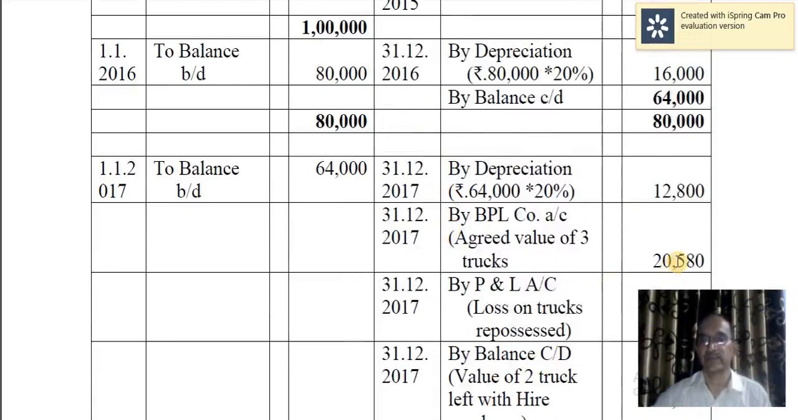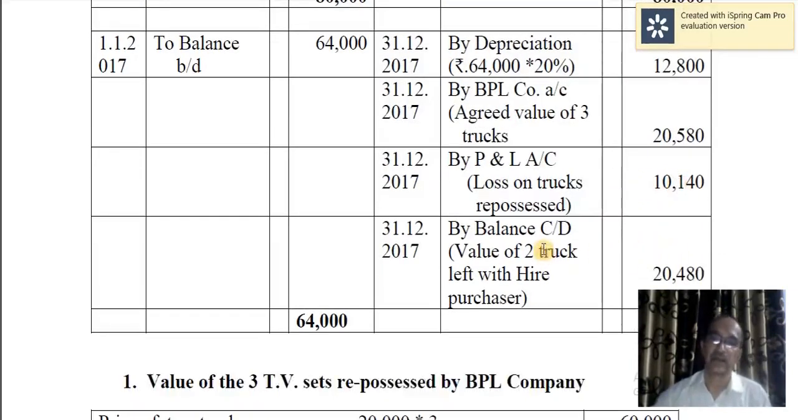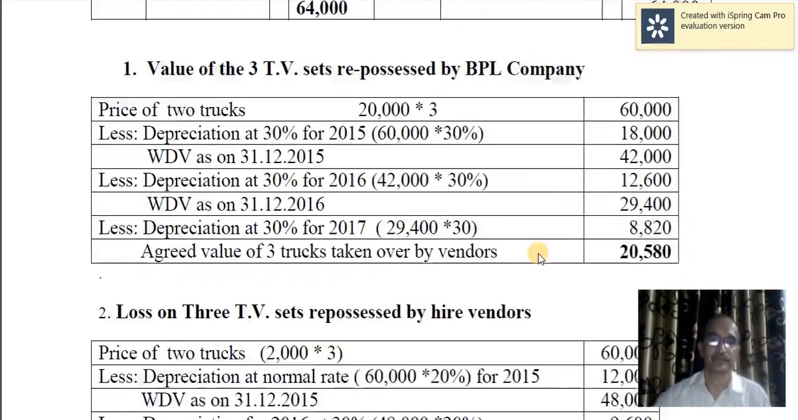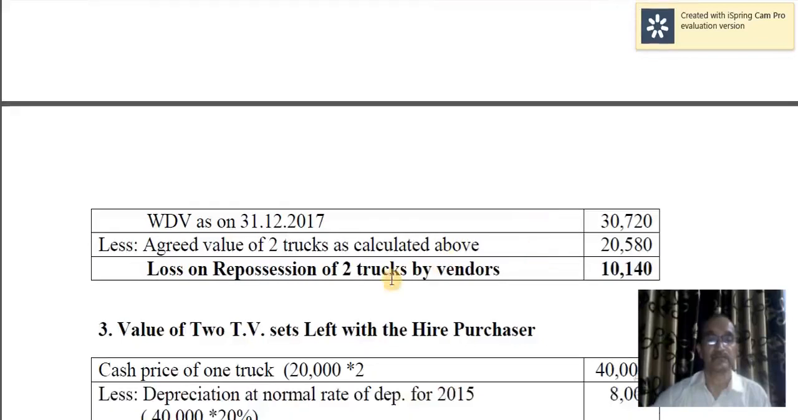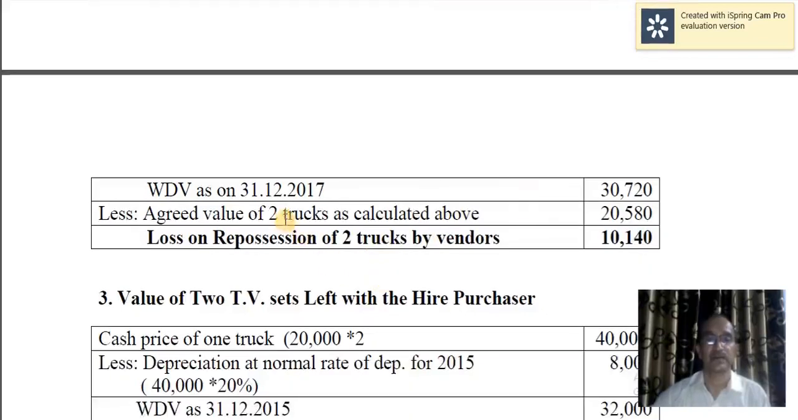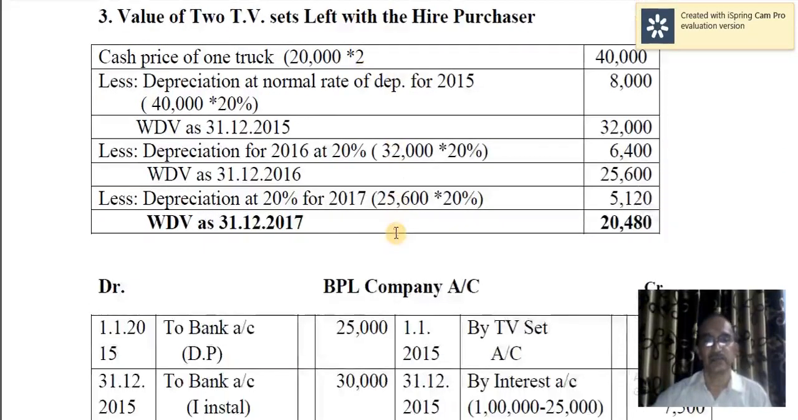Agreed value is 20,580. And then loss on repossession is 10,140, and the balance carried down is 20,480 on these two trucks. It should be TV sets, not trucks. This also you have understood.